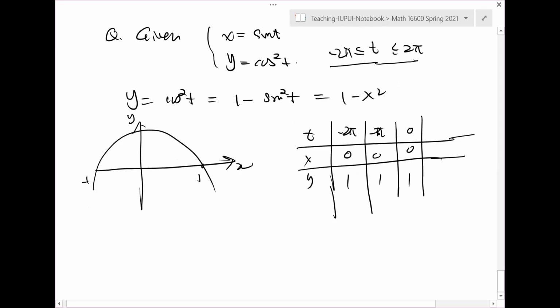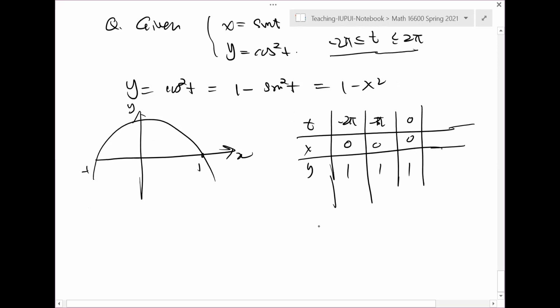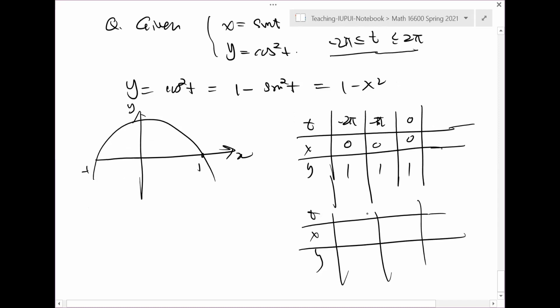Okay, so more points are needed in order to get a better picture. I just add additional x and y. It's negative 3 pi over 2, right? Between negative 2 pi and pi, that's 3 pi over 2. So here's pi over 2, negative pi over 2. So negative 3 pi over 2, cosine negative 3 pi over 2.